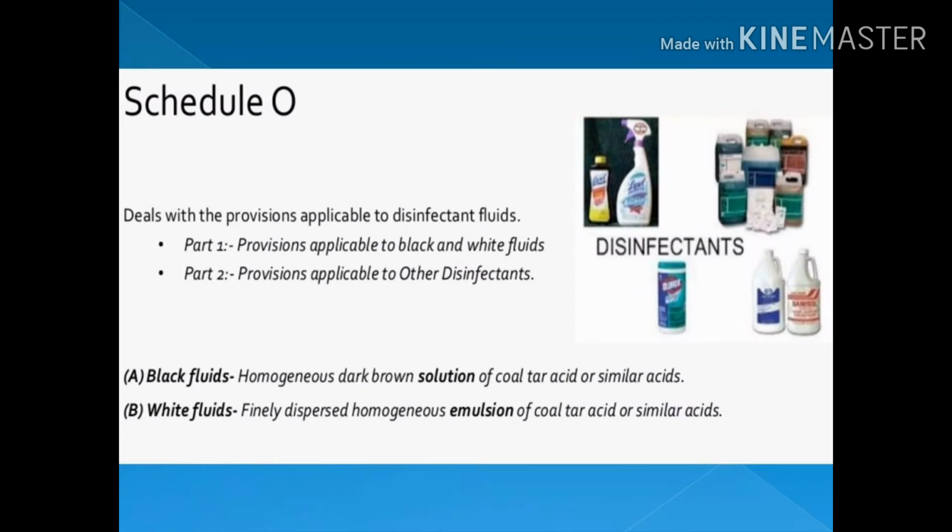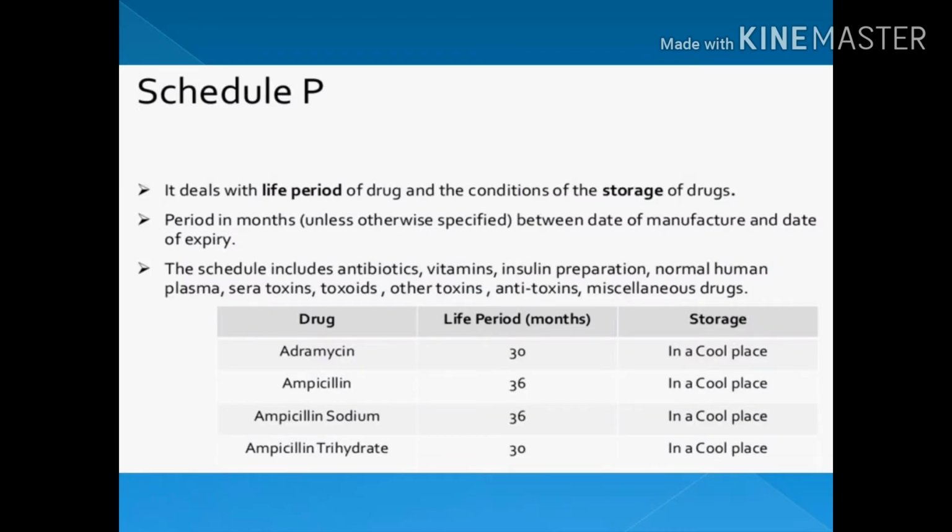Schedule O deals with the provisions applicable to disinfectant fluids. These are in two parts, part 1 and part 2. These contain the provisions applicable to black and white fluids and other disinfectants. Black fluids include homogeneous dark brown solutions of coal tar acids or similar acids. White fluids include finely dispersed homogeneous emulsions of coal tar acids or similar acids. Schedule P deals with the life period of drugs and the conditions of storage of drugs.